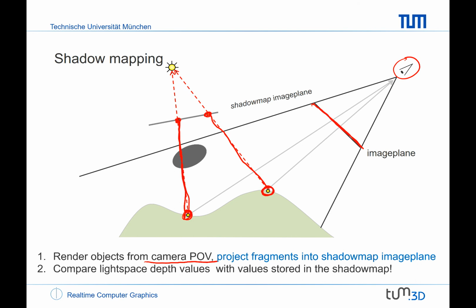Then you just use this information in order to change the fragment's color if it's going to be rendered into the image plane accordingly. So that is the shadow mapping algorithm, that two-stage method which uses two rendering passes. In the first pass, it generates the shadow map, and in the second pass, it uses the shadow map entries in order to determine whether a fragment is in shade or not.